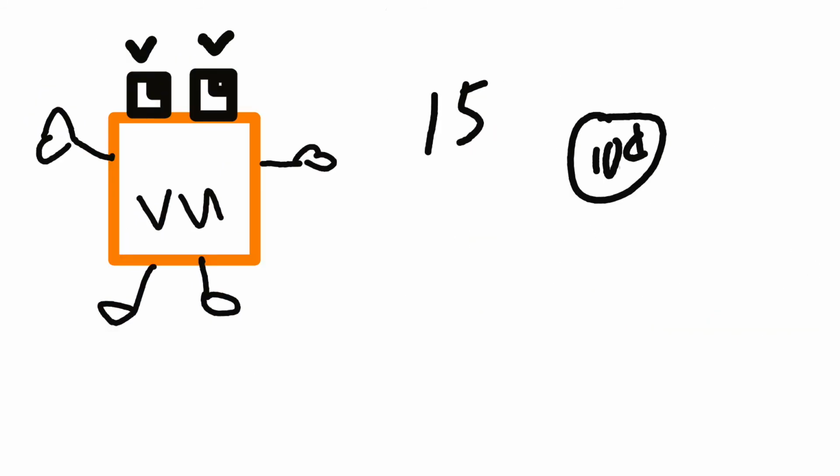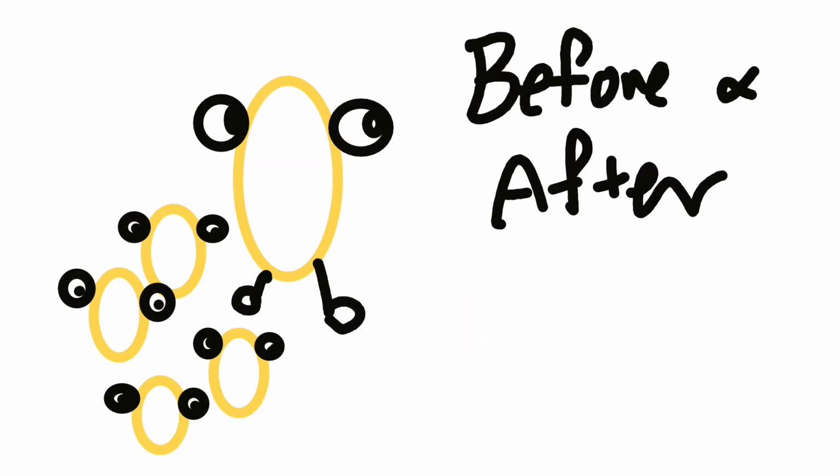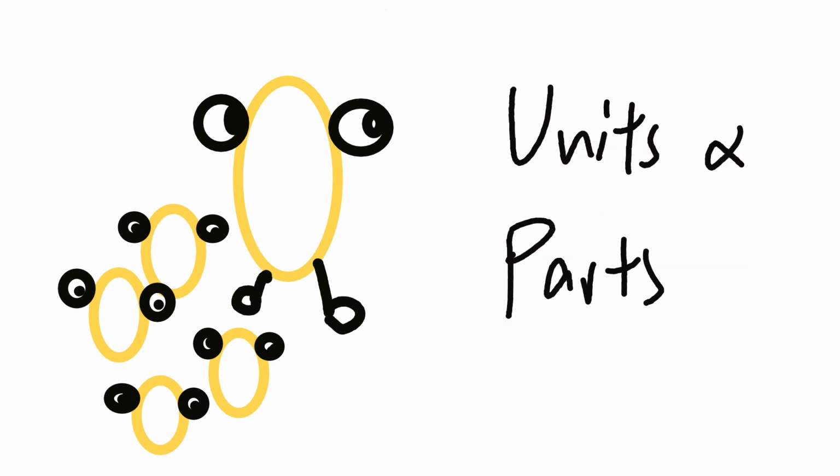Value and units are related to questions that have a ratio of units with specific values attached to a specific unit. And lastly, before and after is a big monster ranging from single unchanged, total unchanged, difference unchanged, and units and parts, which is your simultaneous equations, and that will need another video for me to explain.